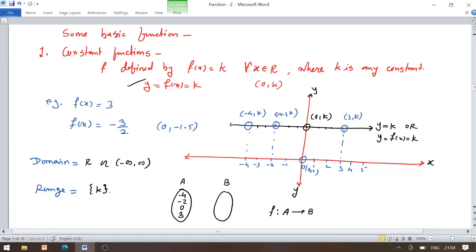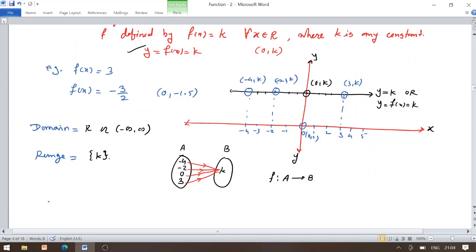0 and 3. And we have only one element in the set B, that is the constant element k. So if we would like to draw the arrow diagram, minus 4 is related to k, minus 2 is related to k, 0 is also related to k, and 3 is also related to k. So the range for the given function becomes a singleton set, the constant k.